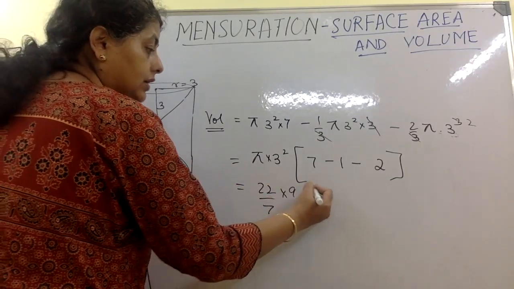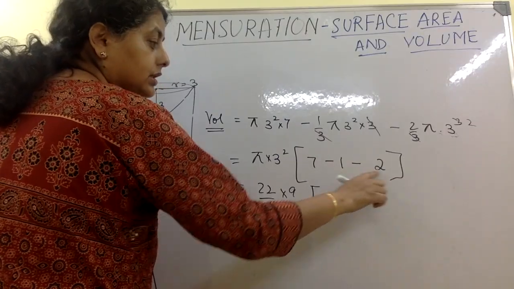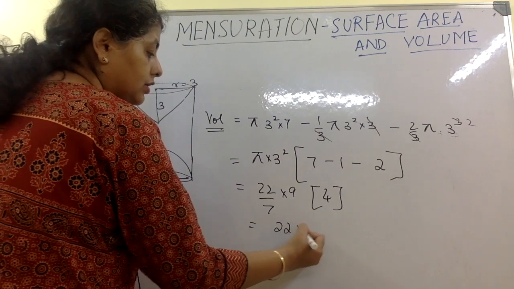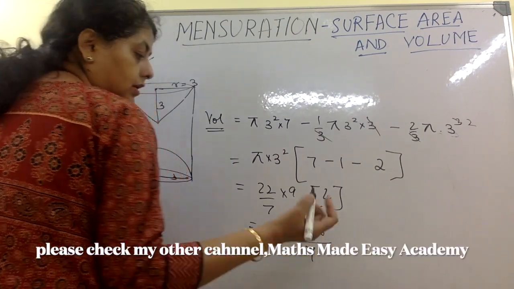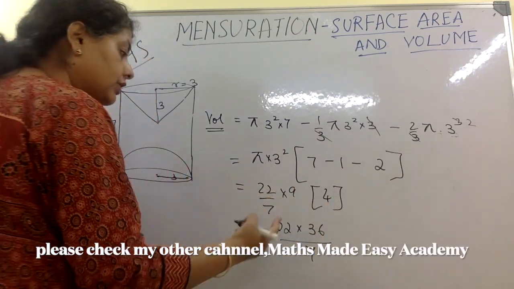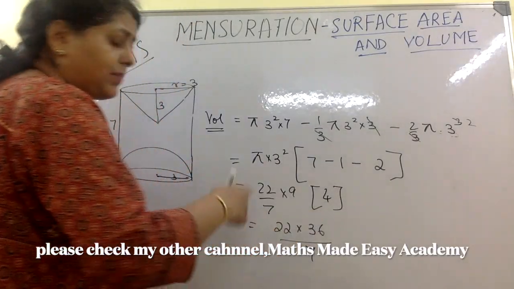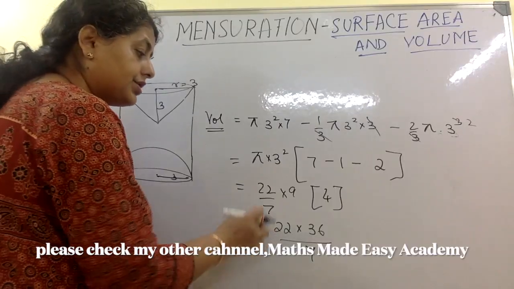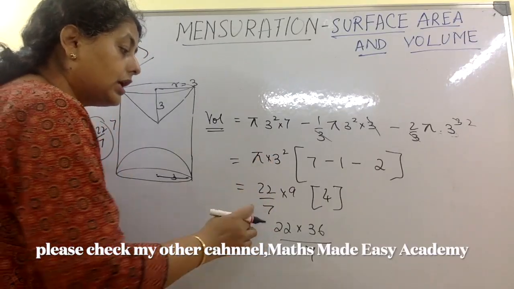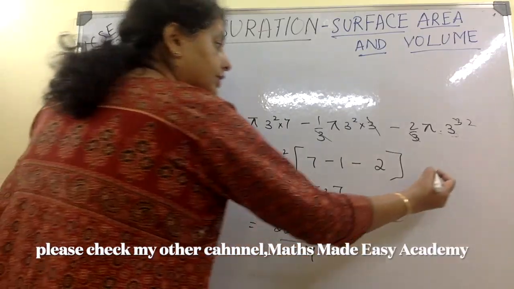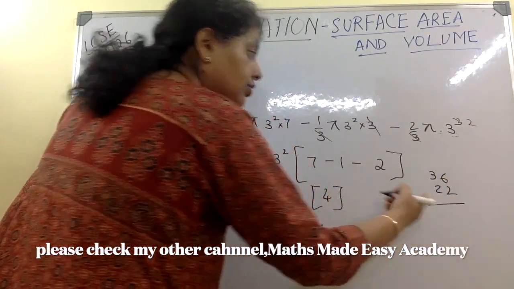22/7 into 9. Now careful. This is 3, here is a 4. So how much? 22 into 36/7. Now nothing divides, so if you work this out, here also you'll have to multiply. So here I'll tell you a quick trick. Don't do 22 into 36. Do 36 into 22. What is the difference? 36 and 22. Do it like this.